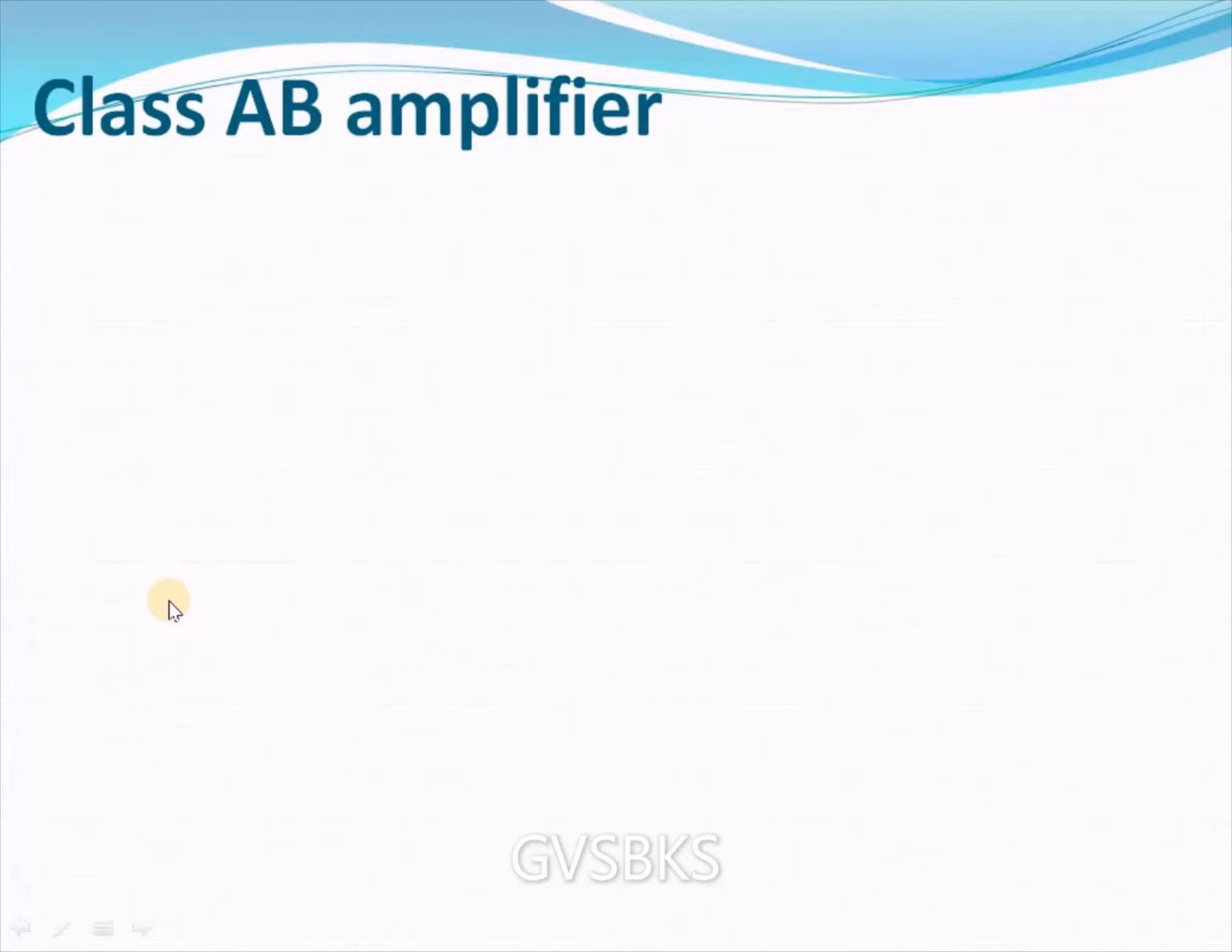And one more reason why we are going for the class AB type of amplifier is the distortion present in push-pull amplifiers of class B type. The distortion present in push-pull amplifiers of class B type is crossover distortion. So we know what crossover distortion is.